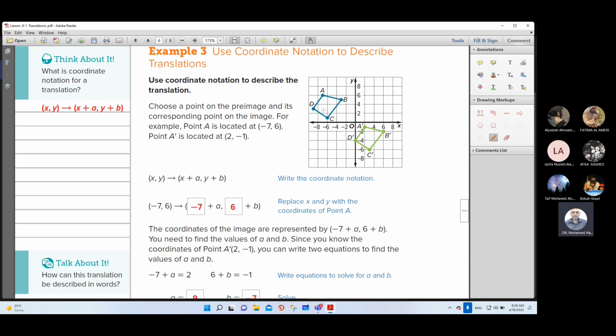So you can take two corresponding points like A and A prime. What is the location of A? As you see, the location of A will be minus 7 and 6. And what is the location of A prime? It will be 2, negative 1. And the rule for the translation: x, y translate to x plus a and y plus b. Minus 7 here, the translation in the x-axis, this is the value of a. And 6 here, the translation in the y-axis, so this is b.